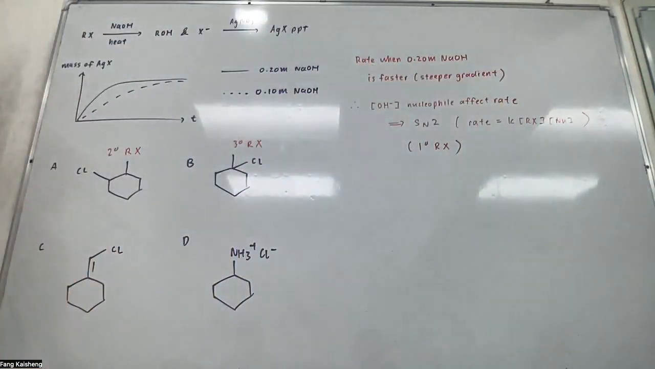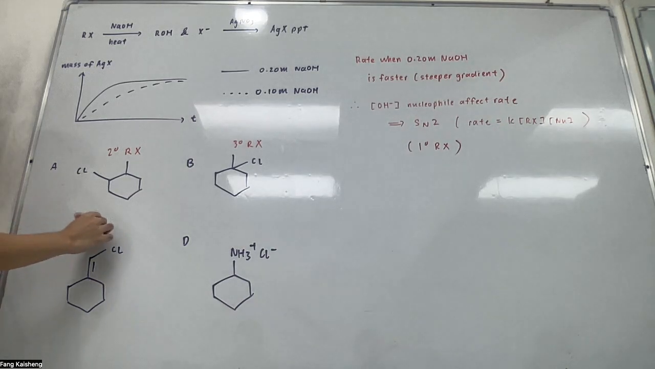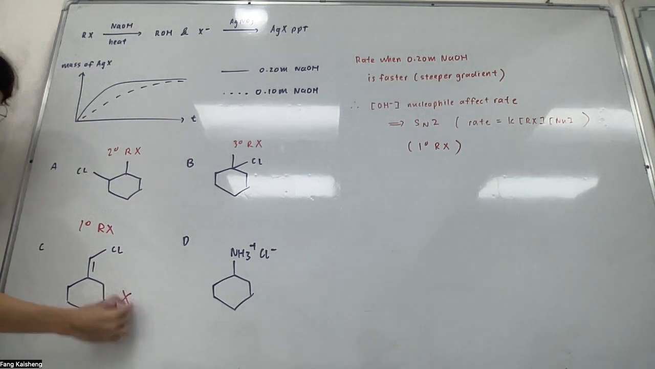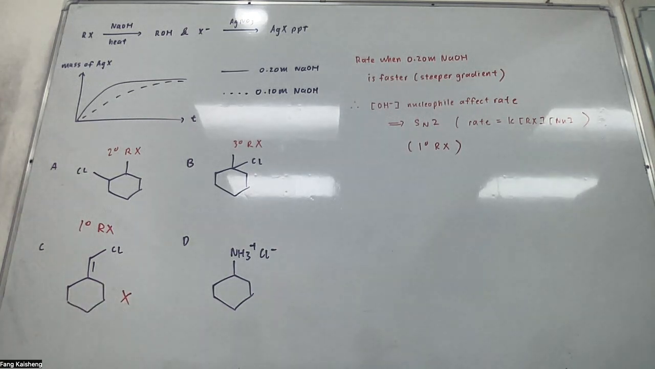Okay, C, what's this? It's primary. Oh, look, is that the answer? If you choose C, it's wrong. Why wrong? Take a look. The chlorine is directly bonded to a double bond. You don't remember what this means? Yes, you remember. What does it mean when the chlorine is directly bonded to a double bond?